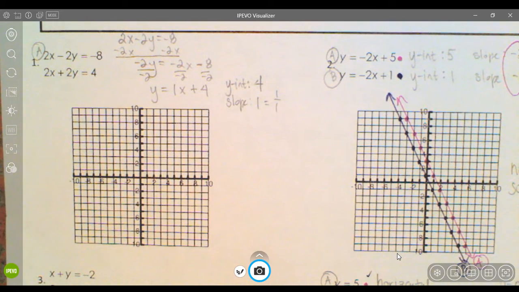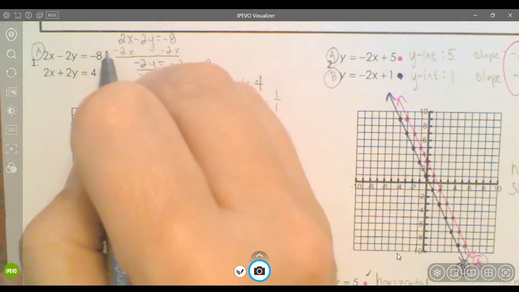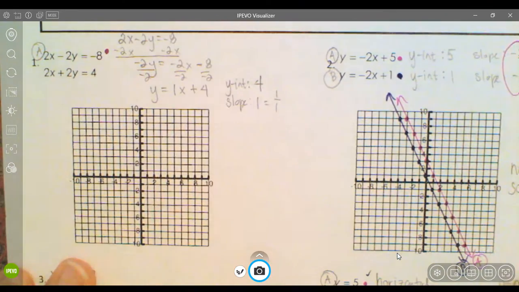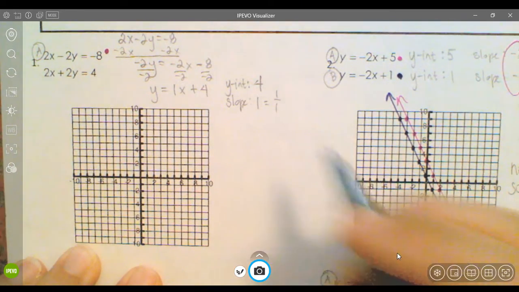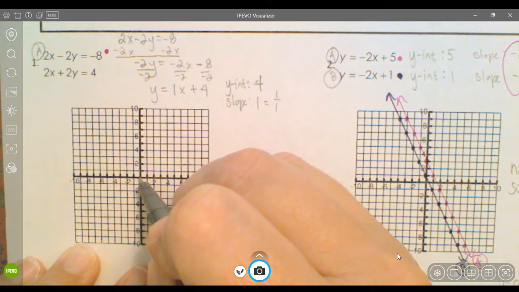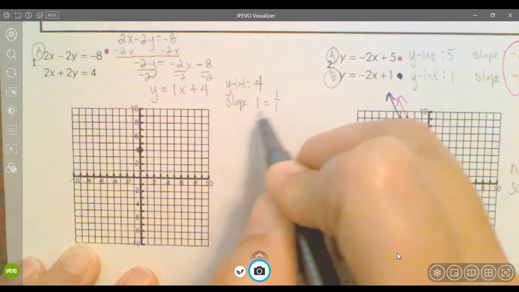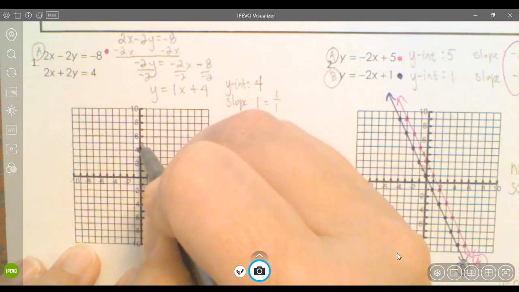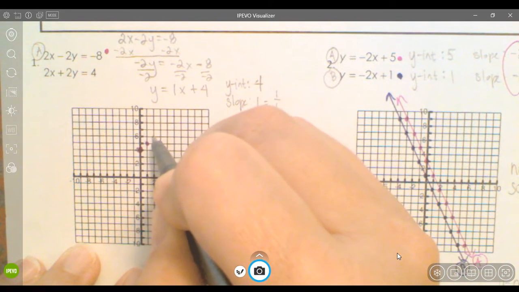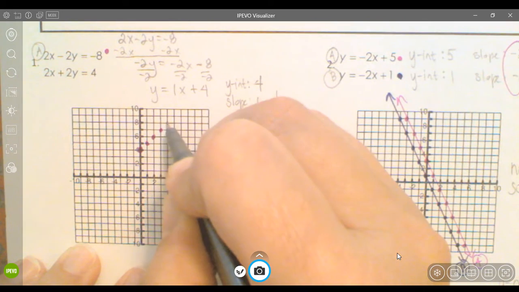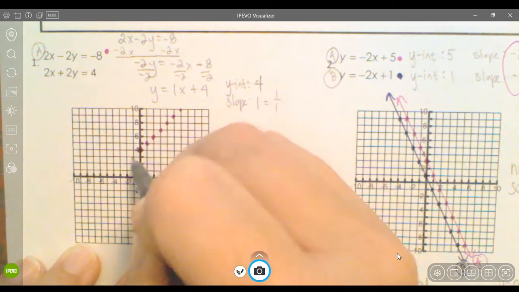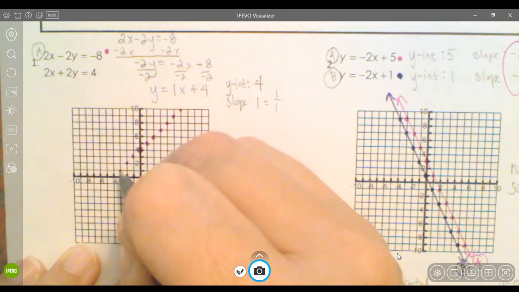And I will use pink for this one. So my y-intercept is 4. So on my y-axis, 1, 2, 3, 4. My slope is 1 over 1. So up 1 to the right 1, up 1 to the right 1. Notice I'm taking every diagonal.